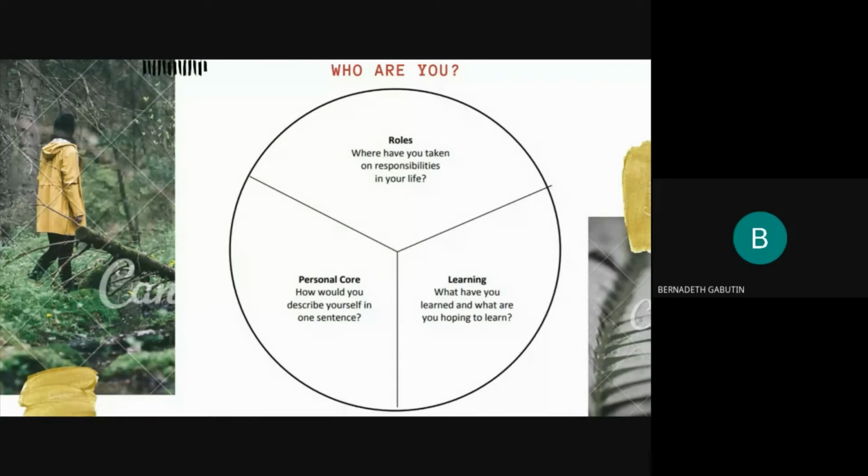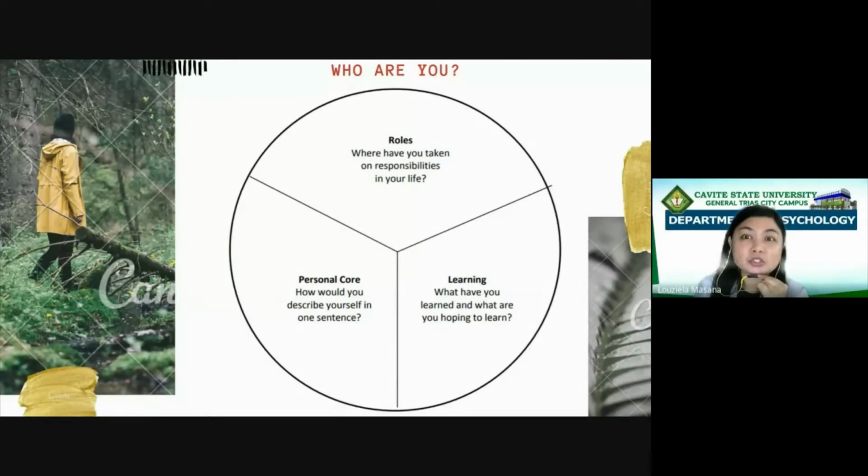Yes po, ma'am. Yan, yes, Bernadette. Oh, if I will ask you, there's no right or wrong answer to this, ano? We are just trying to discover who we are or who you are. What are your responsibilities in life? What are your roles?